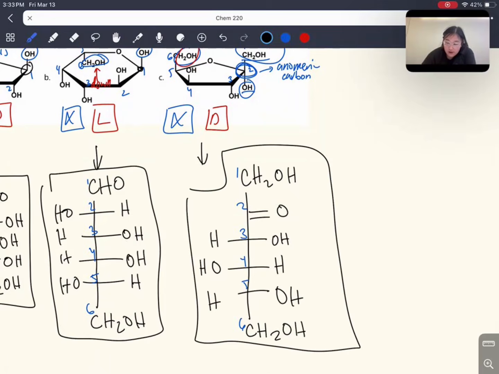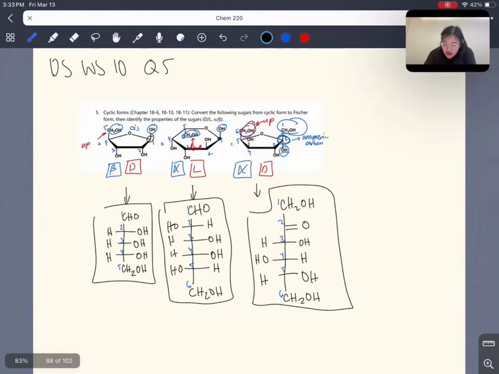for 5C. And that is how you convert a cyclic sugar in a Haworth projection to the Fischer form, which is the linear form.